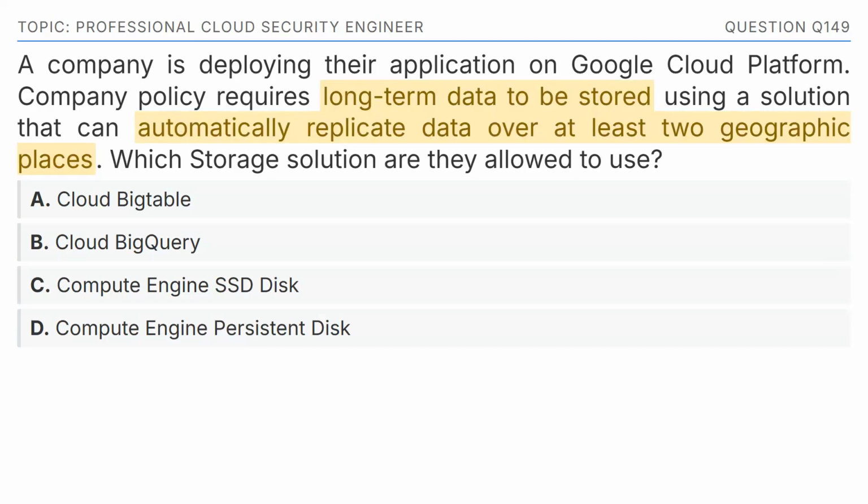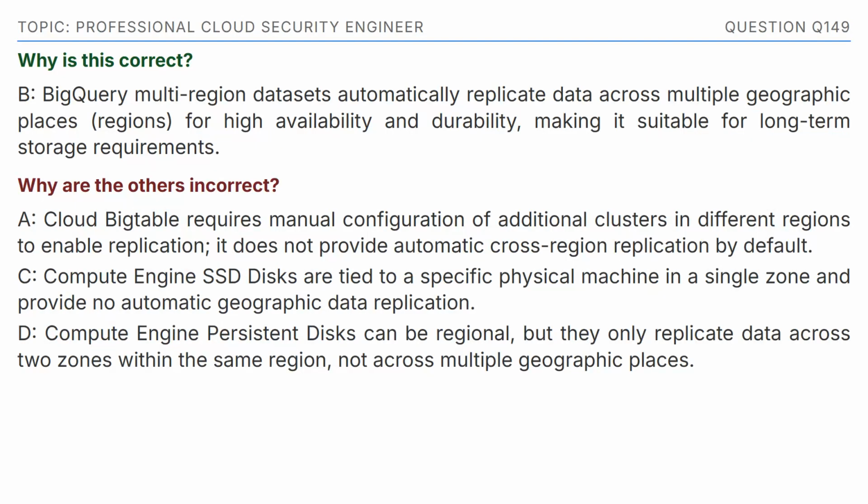To arrive at the correct answer, we focus on the keywords: long-term data to be stored, automatically replicate data over at least 2 geographic places. The correct answer is option B, Cloud BigQuery. Why is this correct? B. BigQuery multi-region datasets automatically replicate data across multiple geographic places, regions, for high availability and durability, making it suitable for long-term storage requirements. Why are the others incorrect?